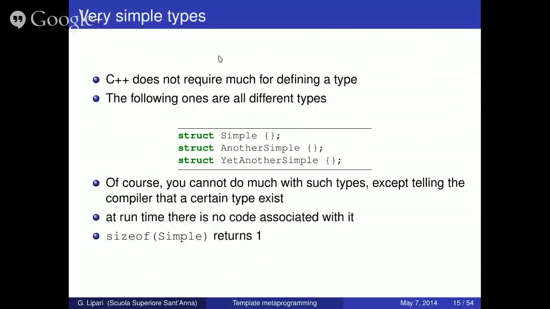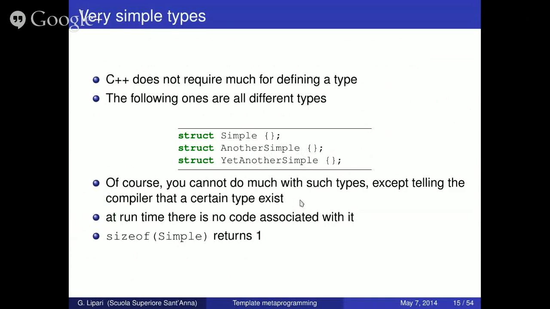Okay, so let's continue and see if we can do something a little bit more useful than a factorial. First of all, let's analyze what a type is in C++. In C++, a type is a type, and you don't need much to define one. You just define a structure like this. So simple is a type, another simple is a different type, and yet another simple is another type. So you have three different types here.